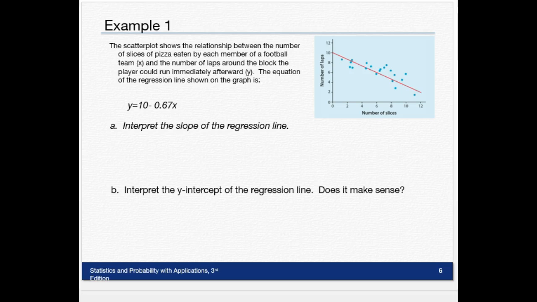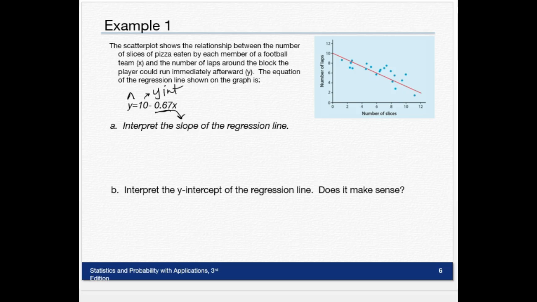The equation of the regression line shown is, and there it is, and really that y should have a hat on it. So nice way to type that in. So y hat equals 10 minus 0.67x. So remember, this number right here, the negative 0.67x, that is the slope. This is the y-intercept. All right, so A says interpret the slope of the regression line.